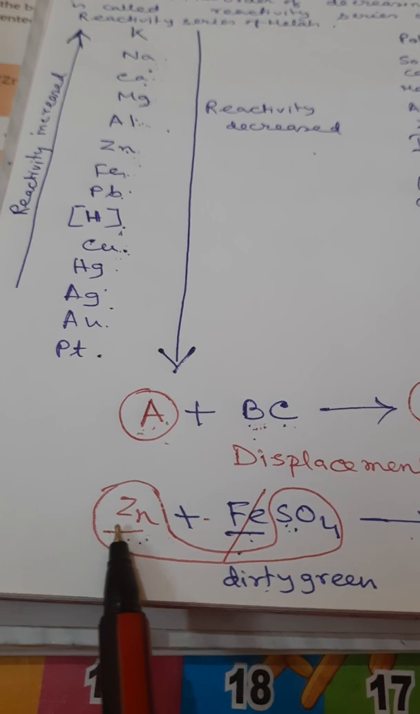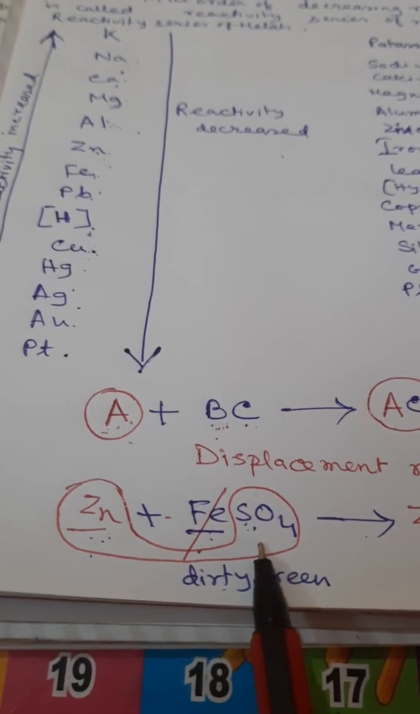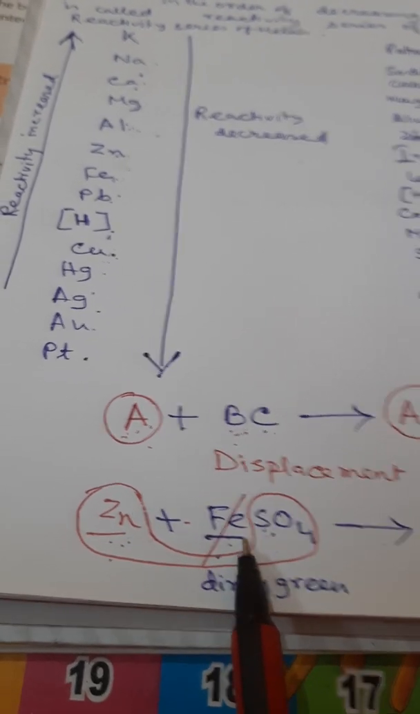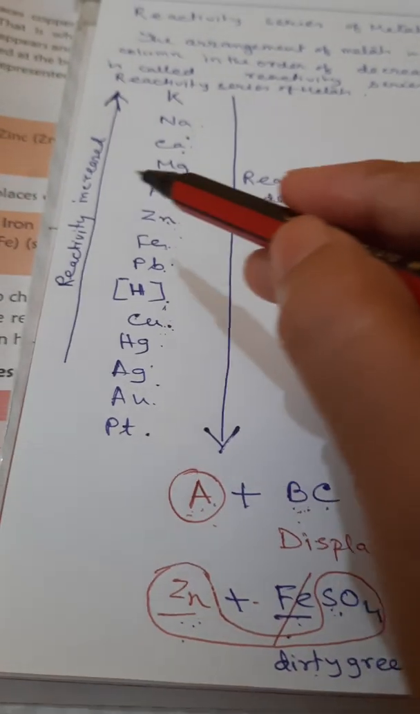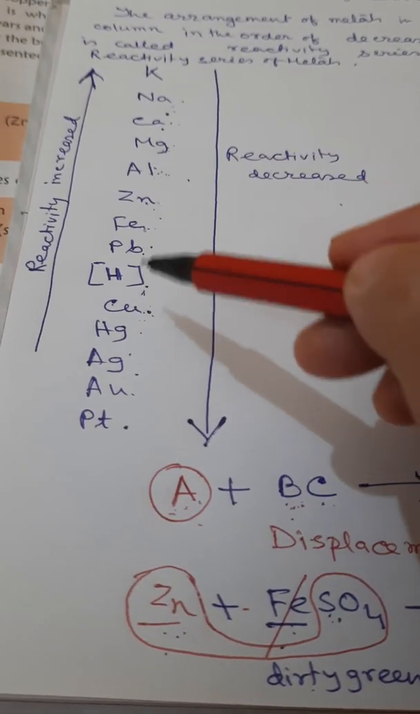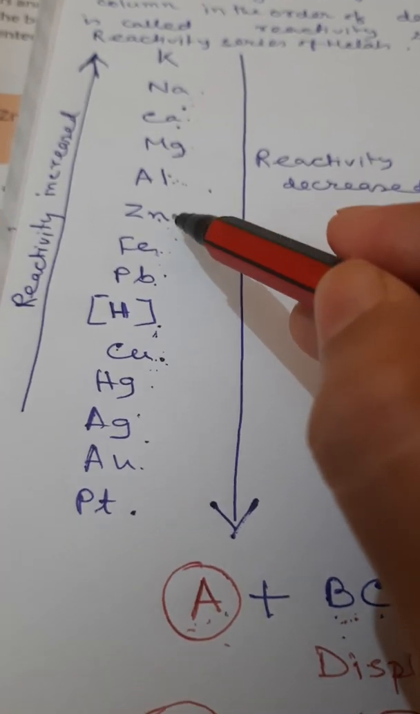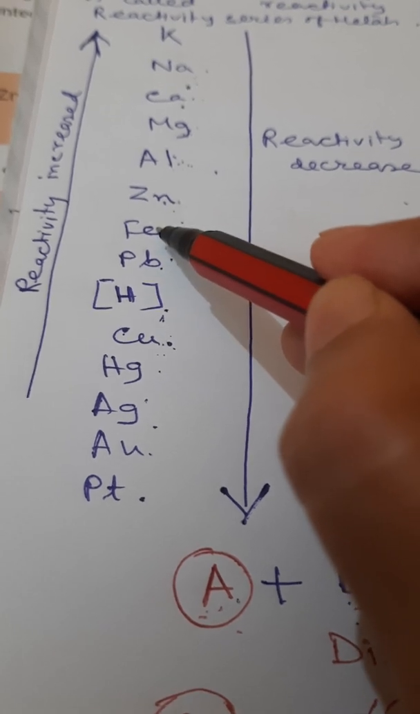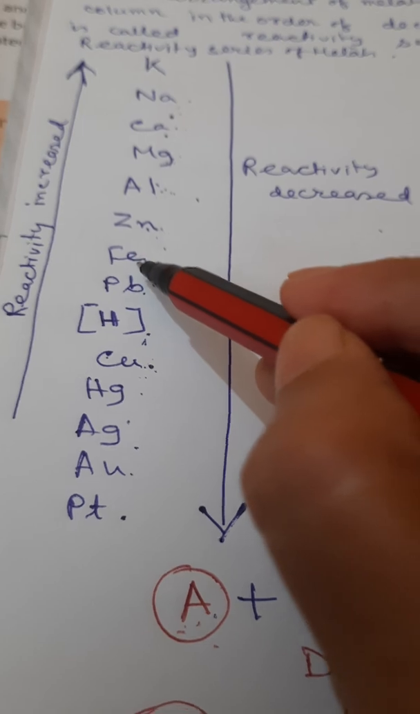Take an example. Some zinc granules are kept in ferrous sulfate solution. Okay, now find out these two metals at first. What are they? Zinc and iron. And find out their position in this reactivity series. Zinc and iron. We see that the position of zinc is above iron in the reactivity series of metals. So zinc is more reactive than iron.